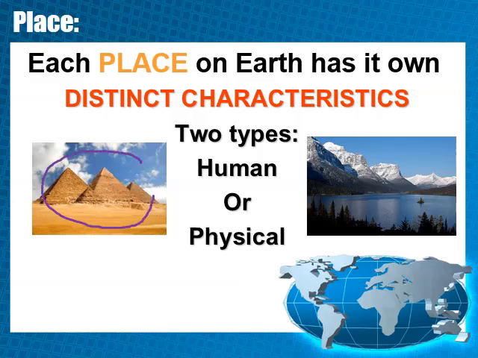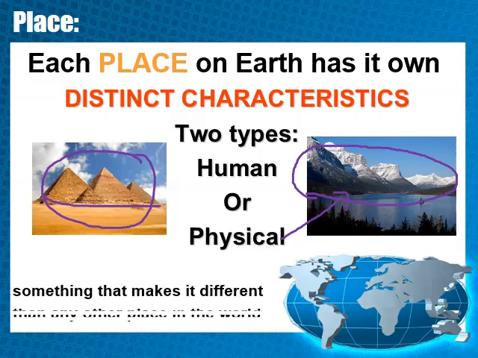This image was made by people. It's not like this image, which was already on Earth before people. So I want you to think of human characteristics over here, like the pyramids, as anything that is man-made or anything that describes people, like language. I want you to think of physical characteristics like this image over here of the Rocky Mountains, things that are created by nature. These characteristics are something that makes a place different from any other place in the world. So it makes the place unique.